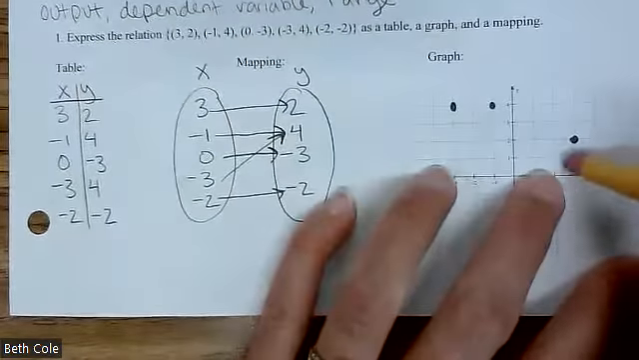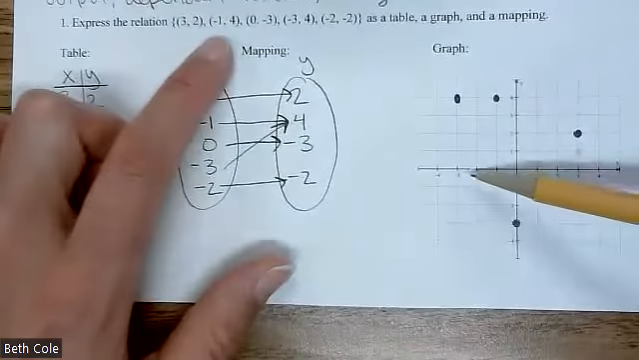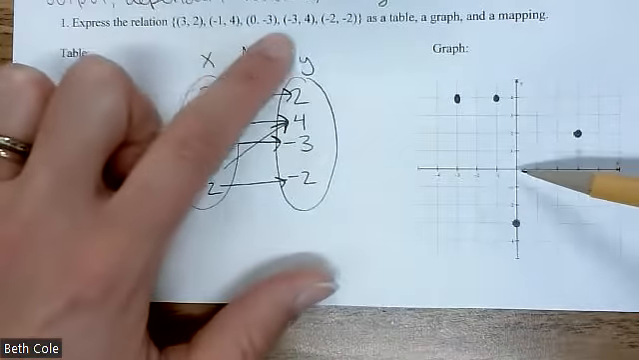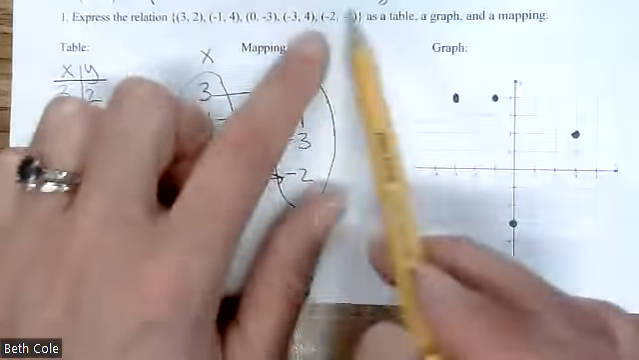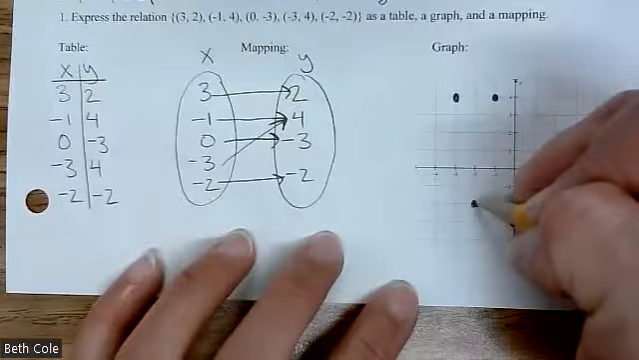3, 2. I put it at 3, 1. I'm sorry. Did I get all the other ones right, or did I mess up on these? -1, 4, 0, -3, -3, 4. Okay, good. And then what quadrant is -2, -2 going to be in? 3. Good. Perfect. Right here.